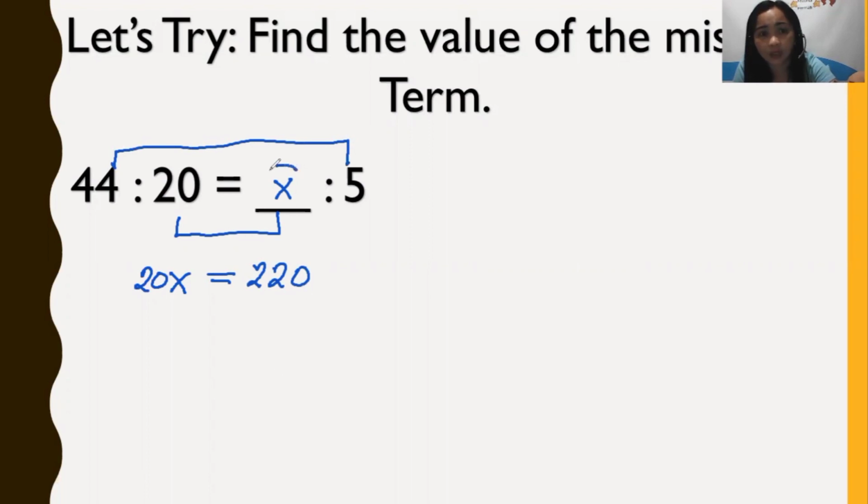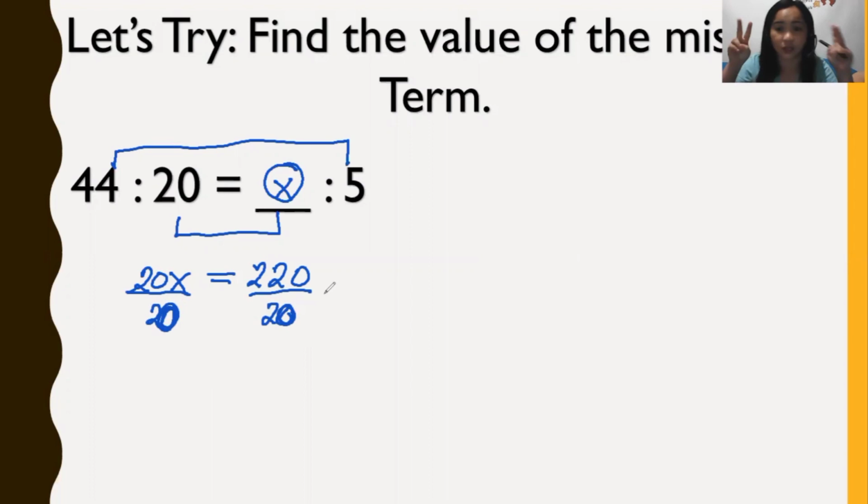Now, we are only to find the value of x. Dahil ito ay 20x, what we need to do is to divide both sides by 20. So, ulitin ko ha, kapag nag-divide ka sa isang side ng equation, dapat ganun din ang gagawin mo sa kabilang side ng equation. Kaya nga equation, equal. Kung ano yung gagawin mo sa left, ganun din yung gagawin mo sa right.